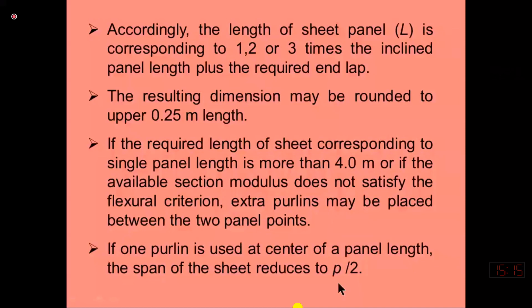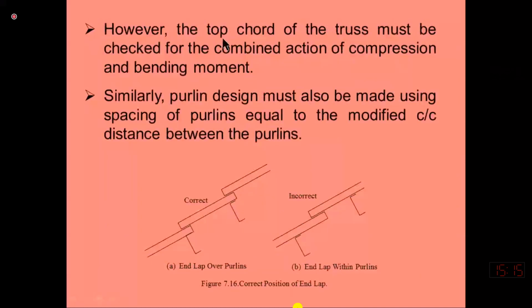And the top chord of the truss must be checked for the combined action of compression and bending, because load is not acting at the joint. Similarly, purlin design must also be made using spacing of the purlin equal to the modified center to center distance between purlins. So here I told you already that we always provide the end lap above the purlin. So where we need to provide the end lap, we need to provide the purlin. We never provide the end lap in the center, because in that case, if load is acting due to bending, the gap may open.